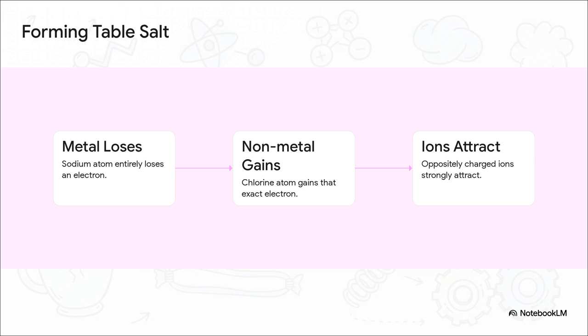Follow along with the flowchart here. In step 1, think of it like a basketball player just completely passing the ball to another without ever getting it back. Notice how the sodium atom entirely loses an electron. Now, the current step highlights step 2. The chlorine atom gains that exact electron. Finally, in step 3, this complete transfer creates oppositely charged ions. The sodium is now positive, the chlorine is negative, and notice those thick arrow vectors showing the pull. Just like magnets, they powerfully attract to form a stable compound.